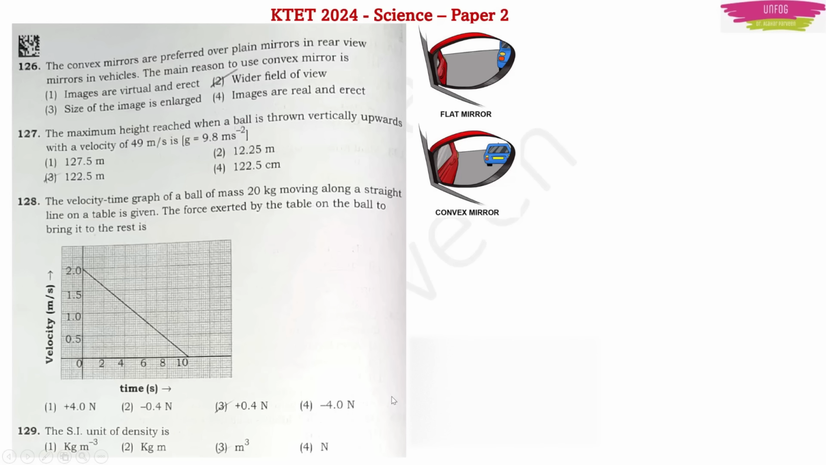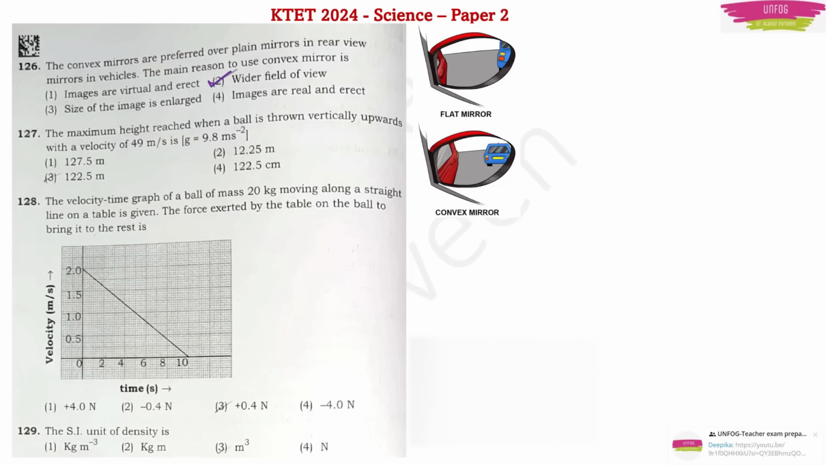So in the flat mirror or plane mirror, you will get a narrower view. But if you use a convex mirror in the vehicles in the form of a rear view mirror, you will get a wider view. So option 2 will be the correct answer here.